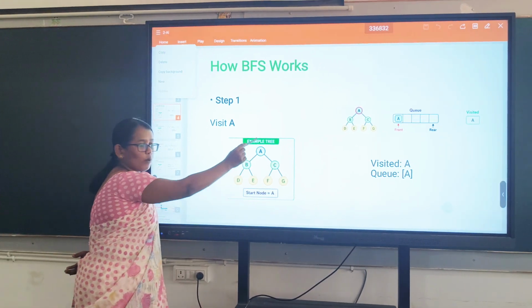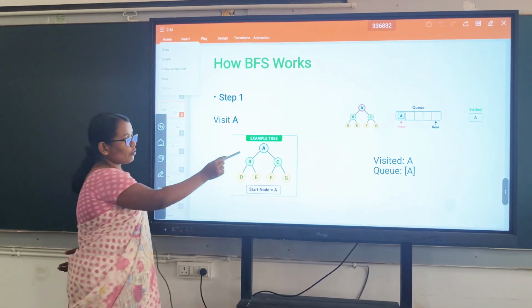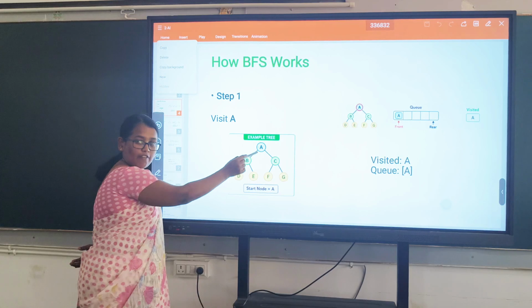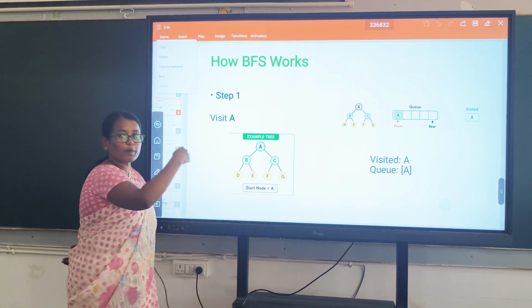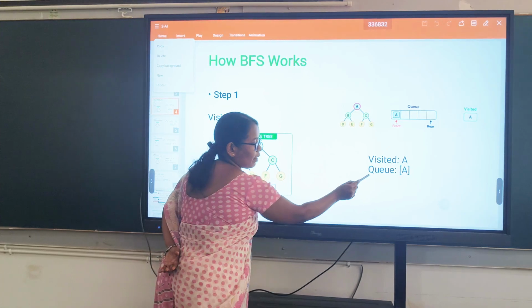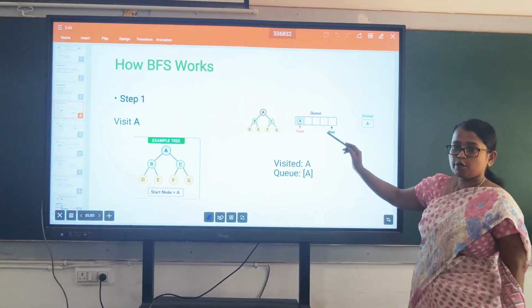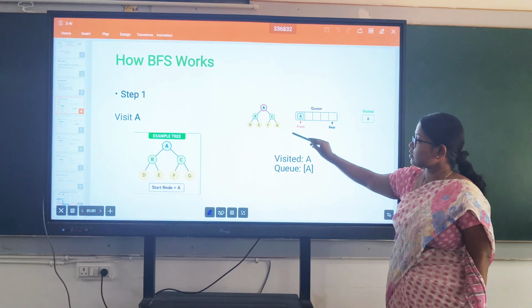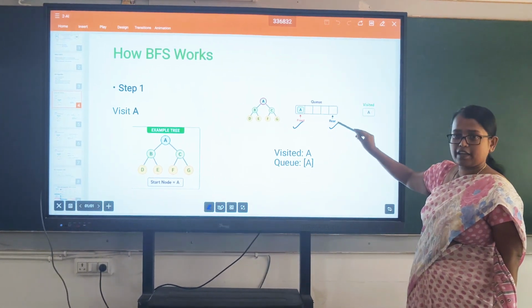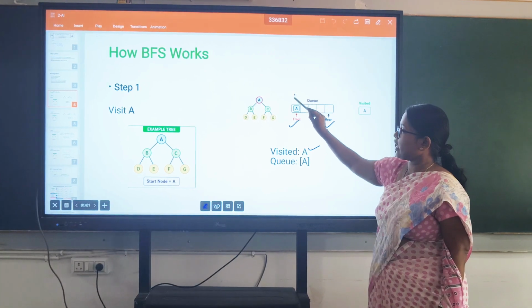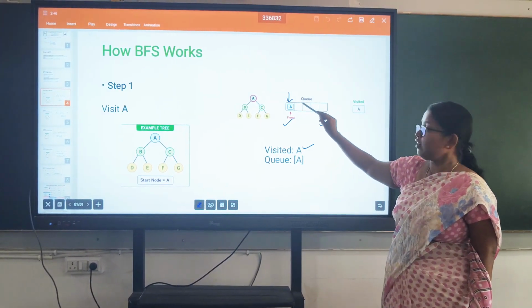So let us begin with the root node. Which is the root node here? A is the root node. Now when we have visited the root node, it has to be put in the queue. The queue has two positions, one called front, the next called rear. When we have visited A, it has to be put in the queue. So A is already entered in the queue.